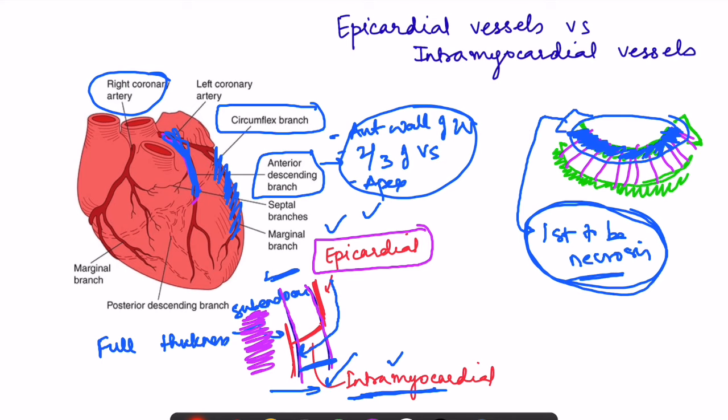And the most common vessel which is involved is the left anterior descending artery. This is involved in 40 to 50% of the cases, while right coronary artery is involved in 30 to 50% of the cases, and left coronary artery is involved only in 15 to 20% of the cases.